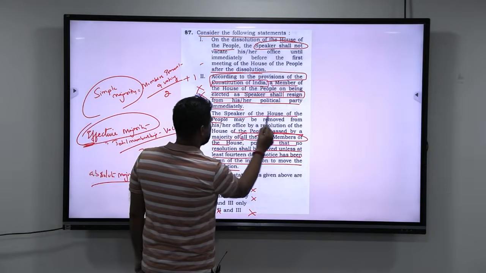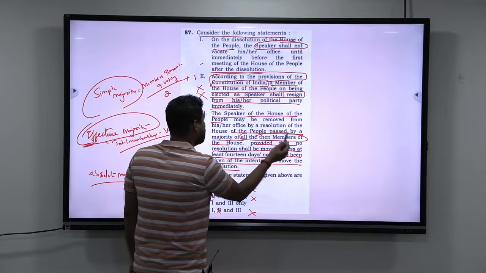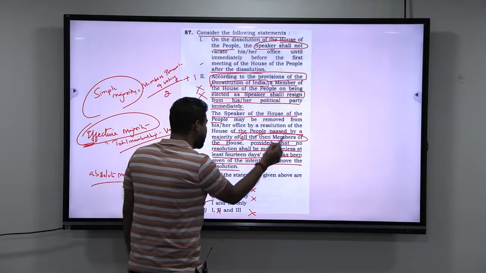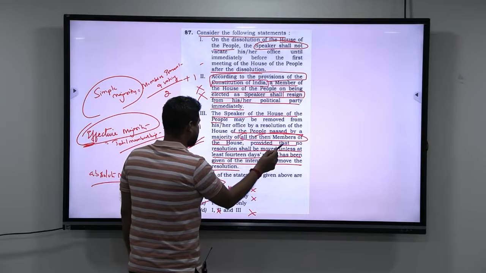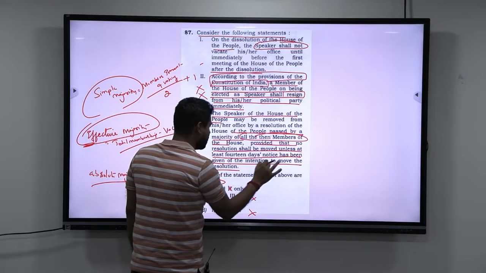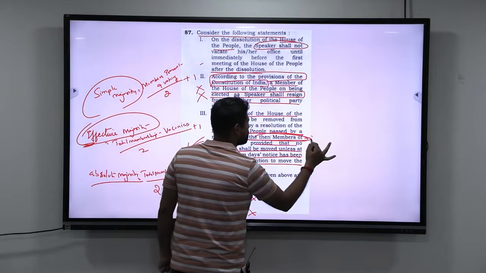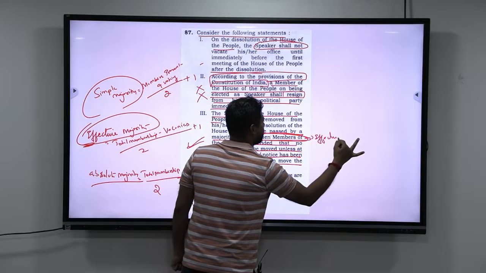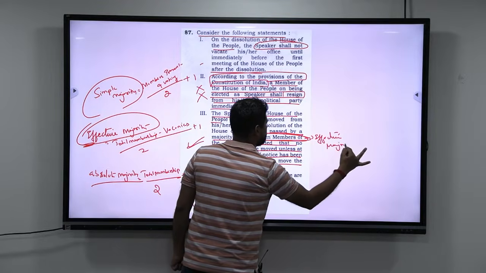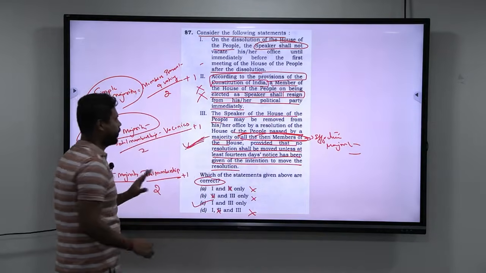Look at this. The speaker of the House of the People may be removed from his or her office by a resolution of the House of the People passed by the majority of all the then members of the House, provided that no resolution shall be moved unless at least 14 days notice has been given of the intention to move the resolution. So all the then members means it automatically becomes effective majority. So again, if you know the procedure, you know this very well. So this is true. Okay, so you understood this.